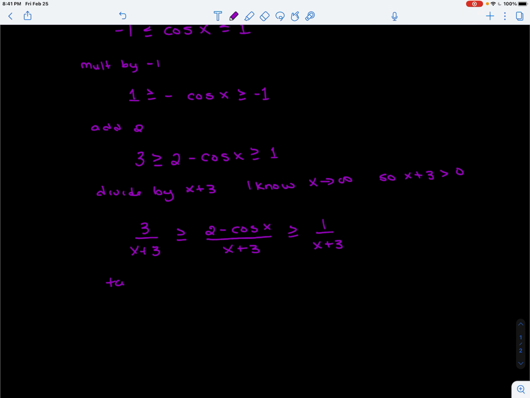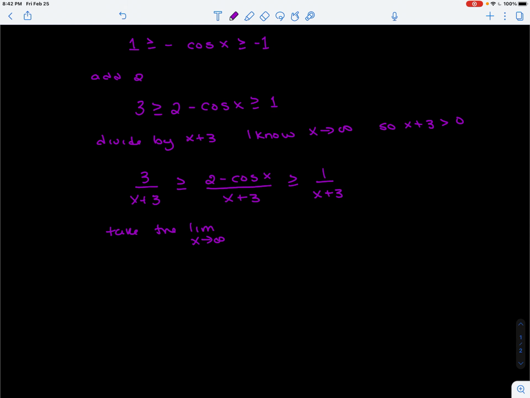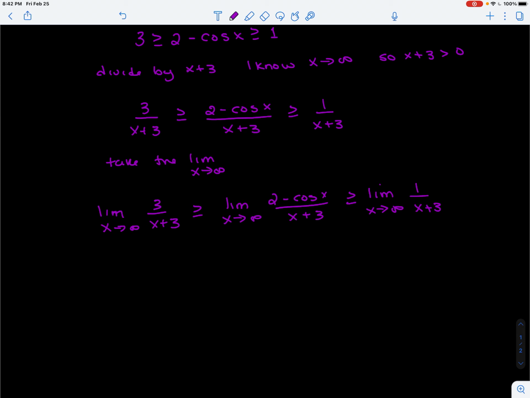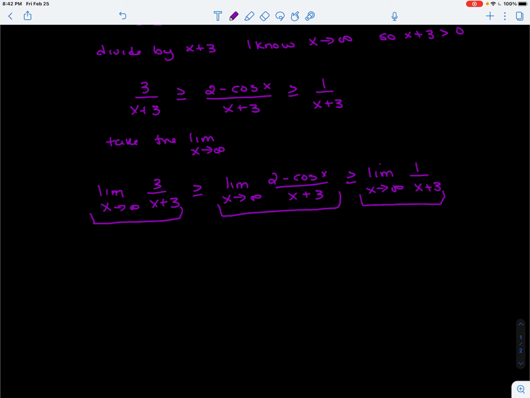And now I can just take the limit as x goes to infinity, and I get the limit as x goes to infinity of 3 over x plus 3, and the limit as x goes to infinity of 2 minus cos x over x plus 3, and the limit as x approaches infinity of 1 over x plus 3. All right. So again, this limit I still can't solve. So I'm going to solve the left and right here and see what happens.